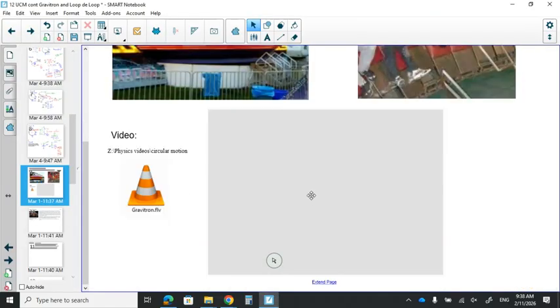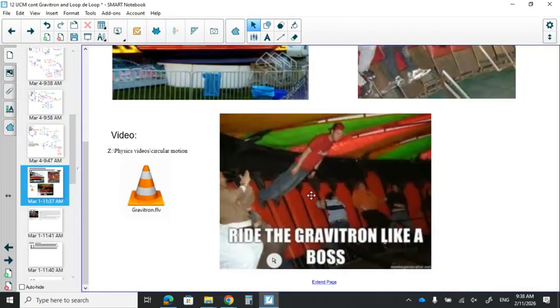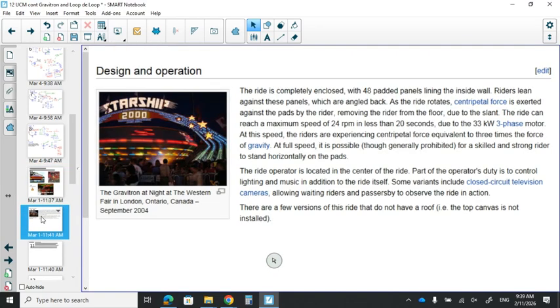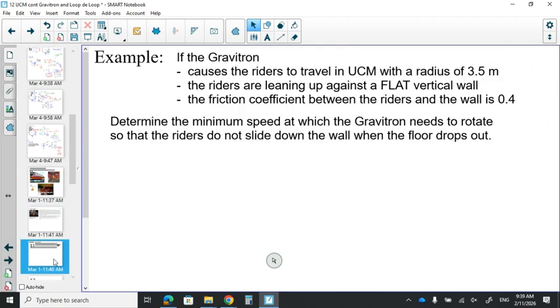And then dude here's riding the Gravitron like a boss. One of my earliest meme experiences. Anyways, so that is the Gravitron and so on.